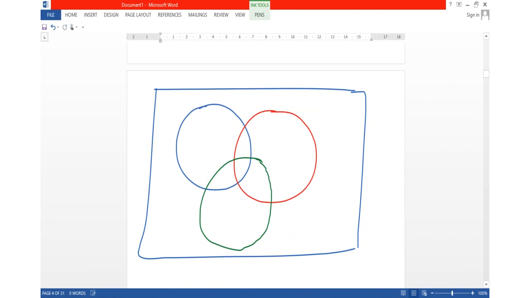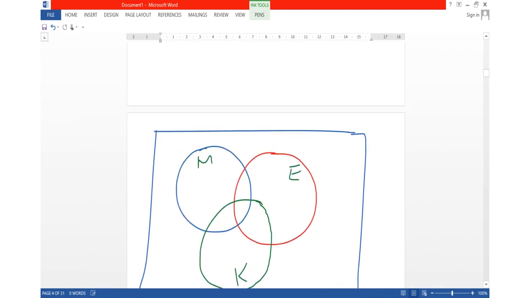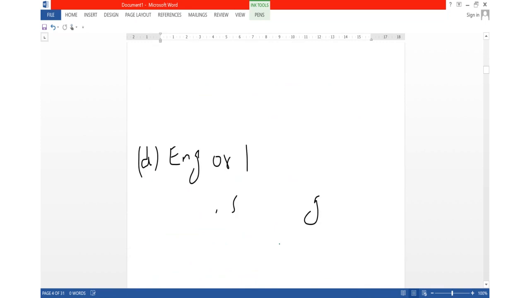Again, the order doesn't matter. You can call the blue one, the red one, any set you prefer. Because we started with maths, I can call this one M, I can call this one English, and I can call this one Kiswahili. So the order, or how you give the sets names, doesn't matter. So I'll go back to the question now.